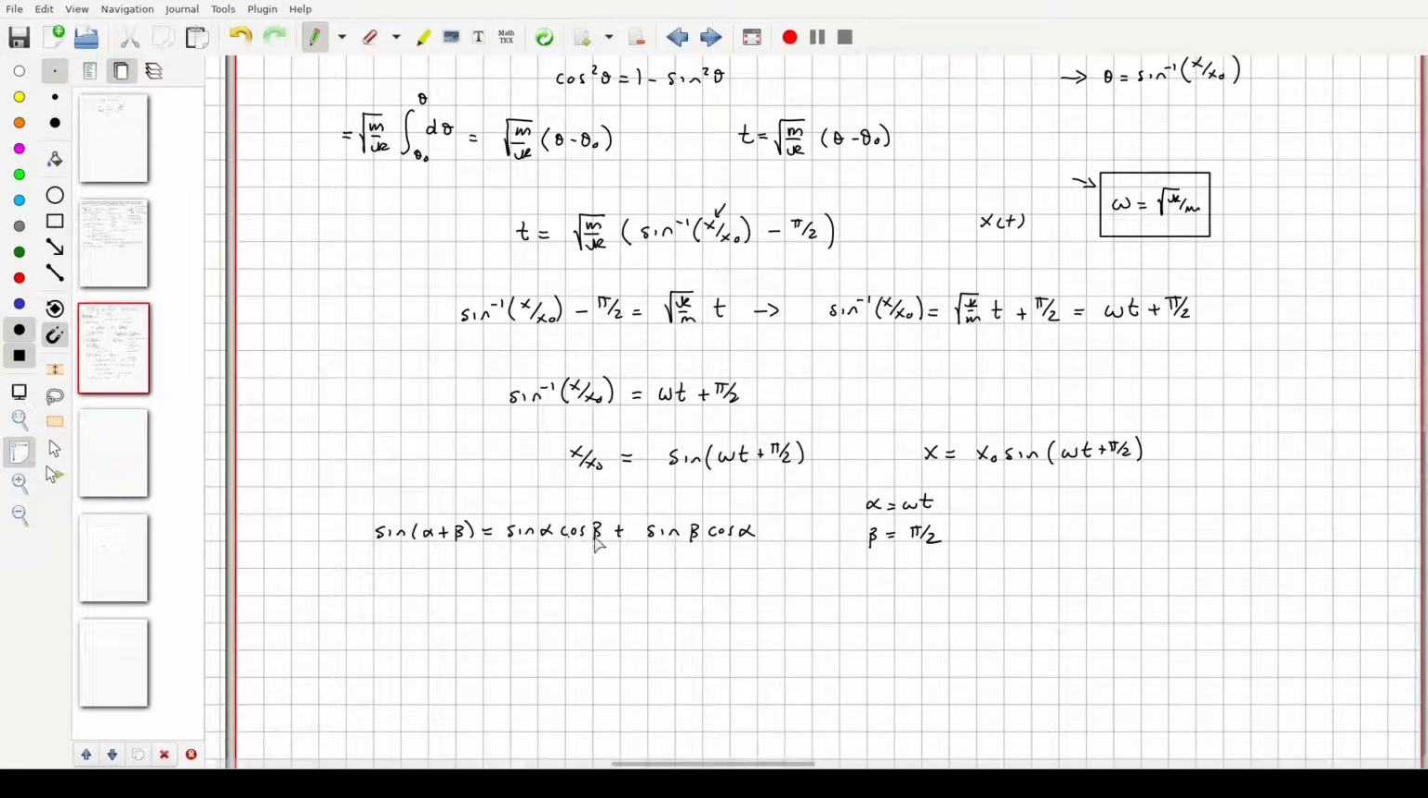Cosine of pi over 2 is 0. Sine of pi over 2 is 1. Which means that I can write this sine of omega t plus pi over 2 simply as cosine of omega times t. So our position as a function of time for a spring is x naught times cosine of omega times t.